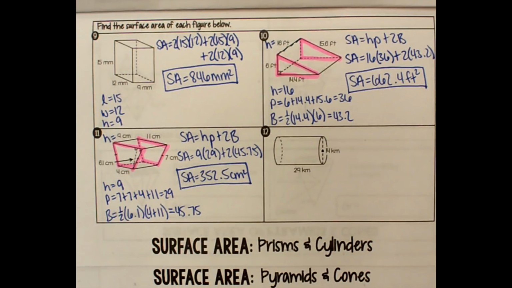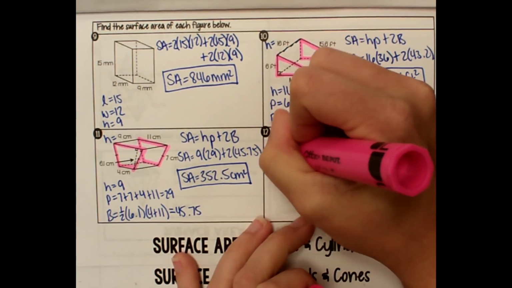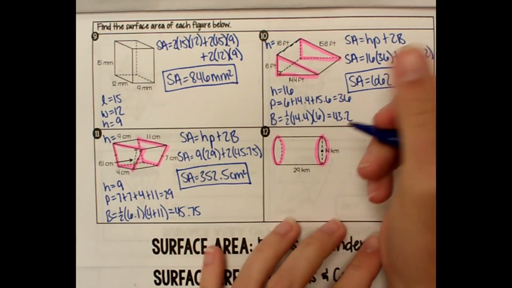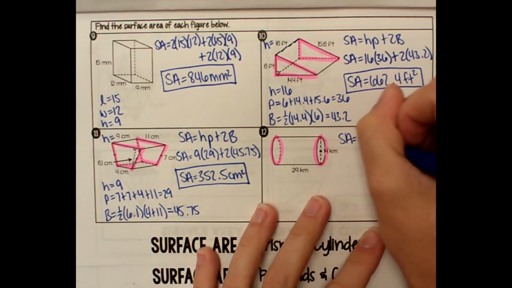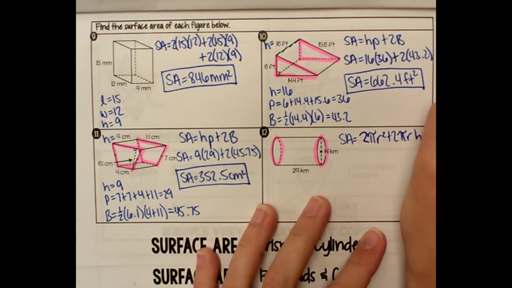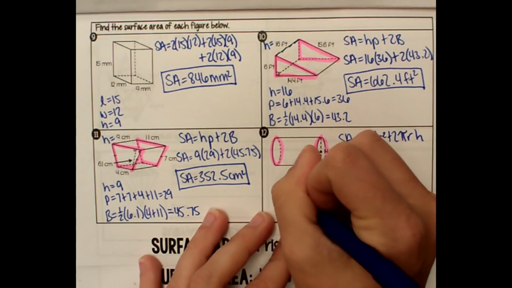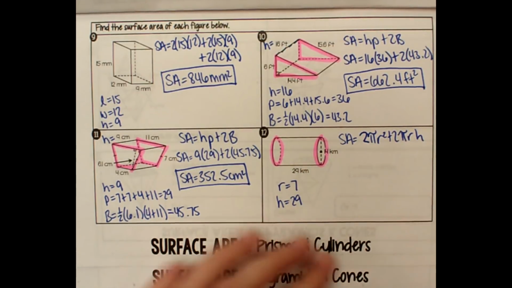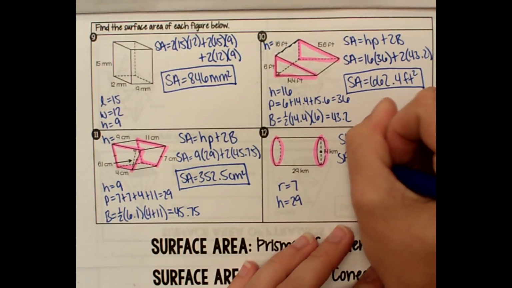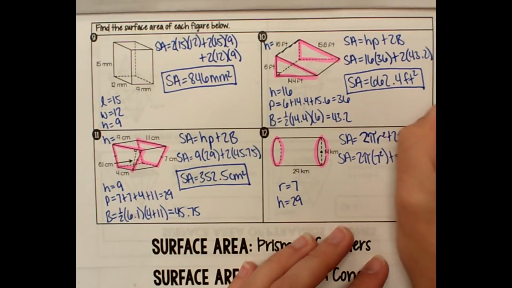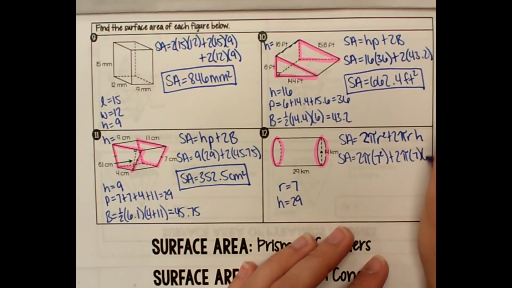We look at number 12. This is a cylinder. Your base is right here and right here. So my formula for surface area of a cylinder is surface area is equal to 2 pi r squared plus 2 pi rh. Your radius is going to be 7. Your height between the bases is going to be 29. So when we substitute in, surface area is equal to 2 pi times 7 squared plus 2 pi times 7 times 29.